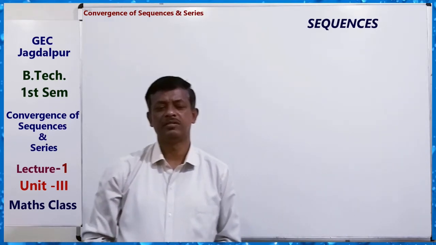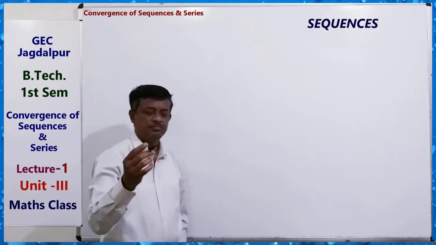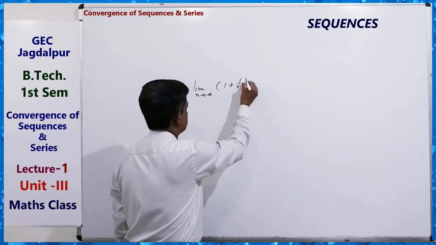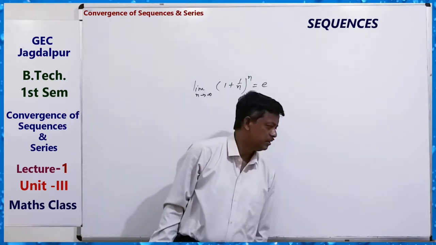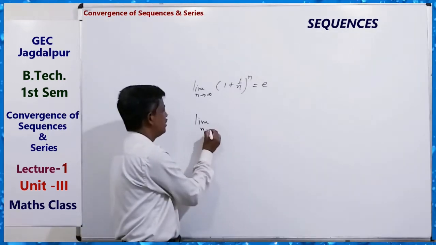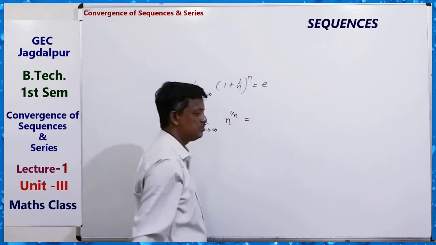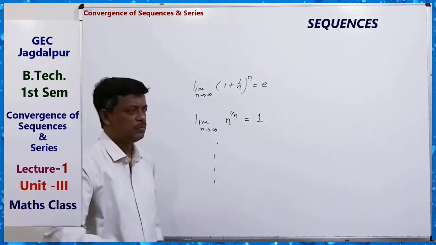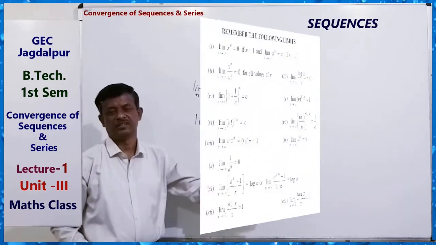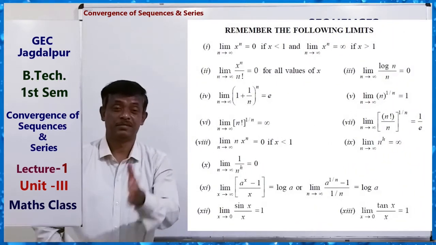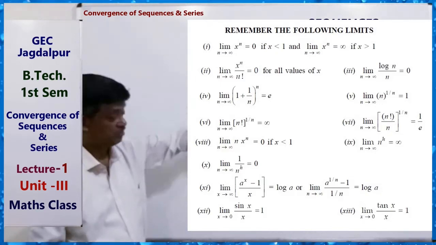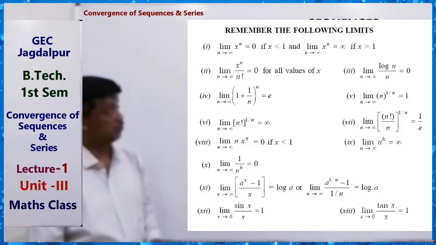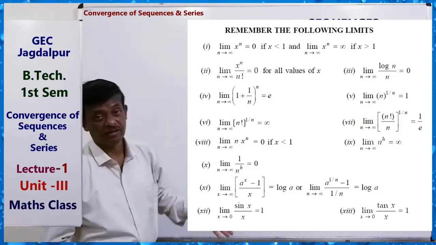Some special limits are very useful and important. Just like this, we know two or three limits: the limit as n tends to infinity of (1 plus 1 by n)^n equals e. Also, the limit as n tends to infinity of n^(1/n) equals 1. There are different types of special limits, and these are the list. Remember them, because for testing convergence and divergence of infinite series, we will require this type of limit. These are very useful for solving questions, so remember all these limits.